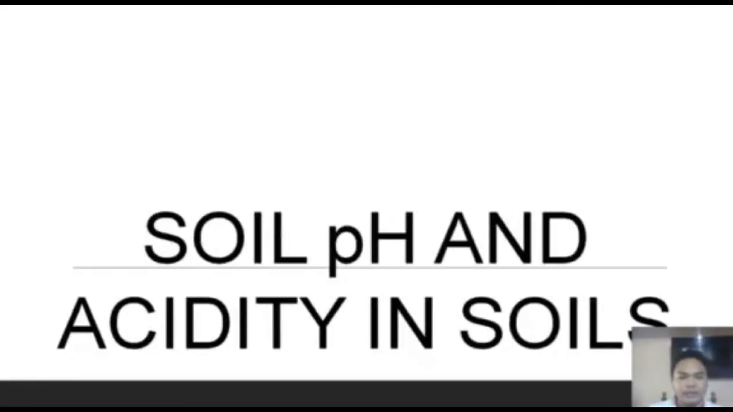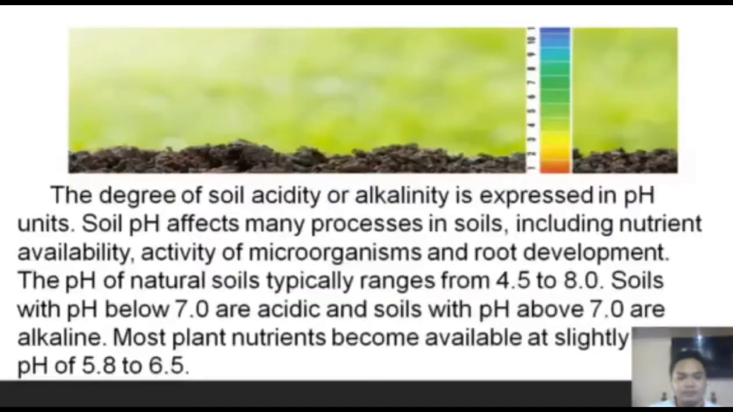Soil pH and acidity in soils. Soil pH is a measure of acidity or alkalinity. The degree of soil acidity or alkalinity is expressed in pH units. Soil pH affects many processes in soils, including nutrient availability, activity of microorganisms, and root development.